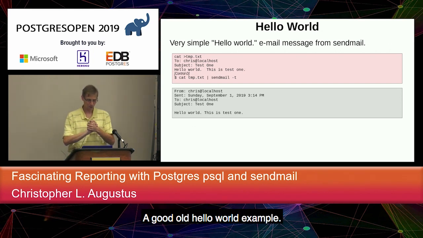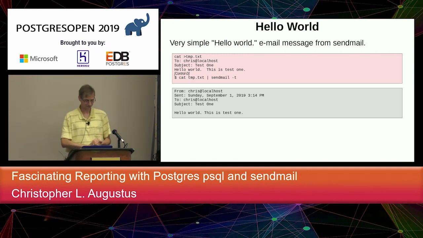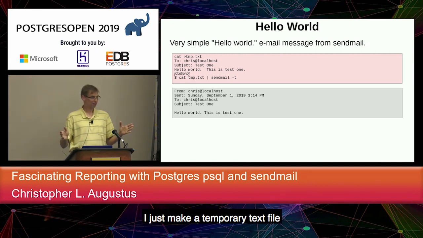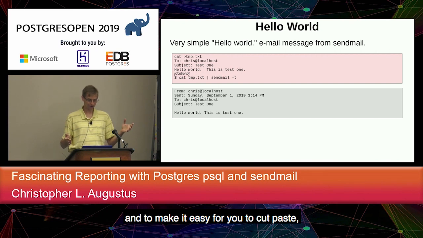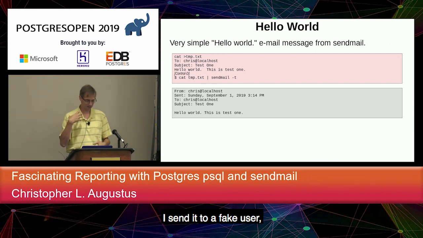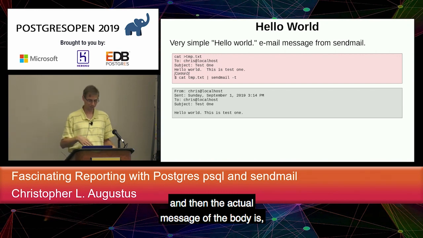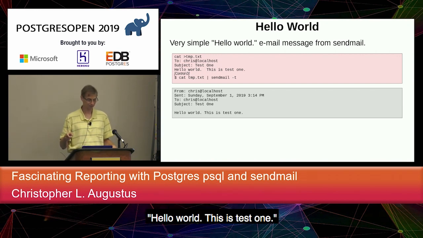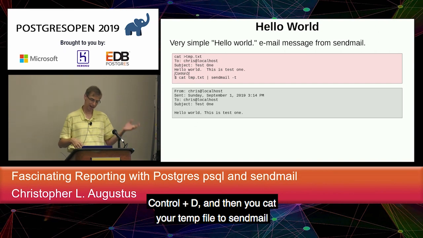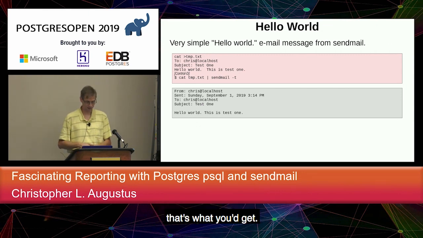A good old hello world example, and this is Unix stuff. I just make a temporary text file, and to make it easy for you to cut and paste, I cat it to temp.txt. I send it to a fake user, subject test one, and then the actual message body is, hello world, this is test one. Control D, and then you cat your temp file to sendmail with that -t option, and then there in the pale blue box, that's what you'd get.